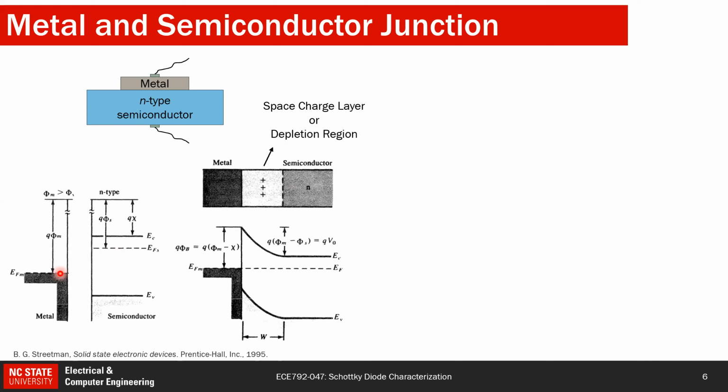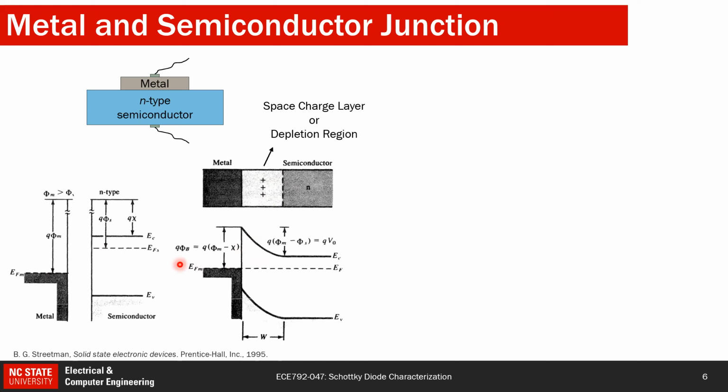To understand how this forms, a very easy technique is to see that there is a Fermi level difference, and the Fermi level needs to be aligned. So the semiconductor needs to give some electrons to the metal, and when it gives some electrons, a positive charge is left behind, and that will create a depletion region.